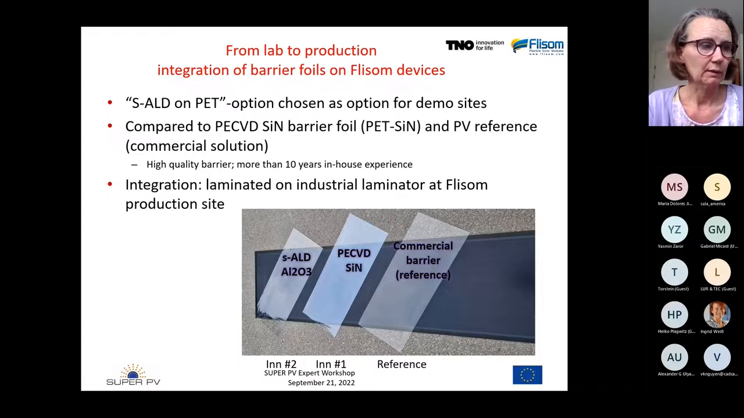And both, that was really the nice part. Both were laminated. We had to work on the integration, which is lamination on industrial laminator at Vlissingen production sites. So no lab tools and lab tests anymore, but the real size industrial equipment, which for barrier foils, maybe you can imagine, could be a challenge.